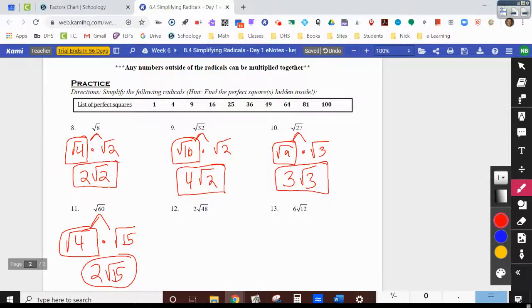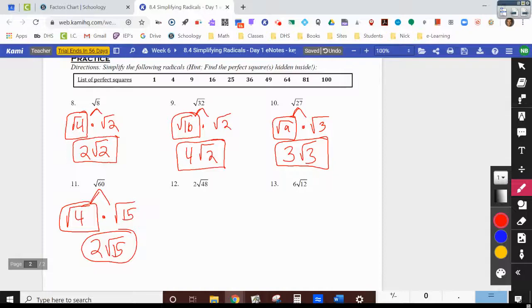On the last two here, these are the ones like in example 7 above, where there's a number out in front. All that really means is that it's going to be 2 times the rad 48, or the square root of 48. So I just have to bring that 2 down for now. Again, I want to break up 48 into 2 numbers, and one of these numbers needs to be a perfect square number.